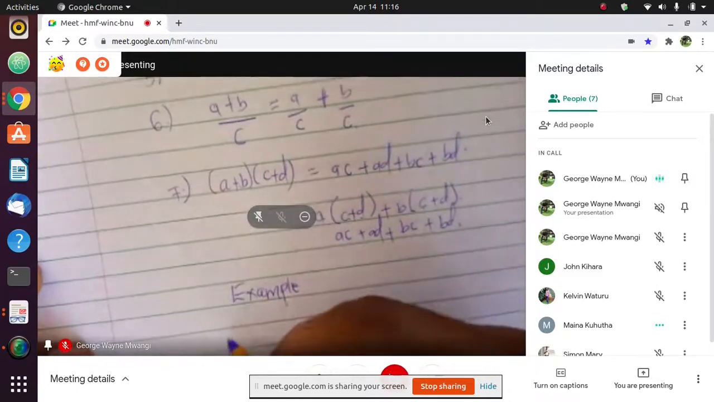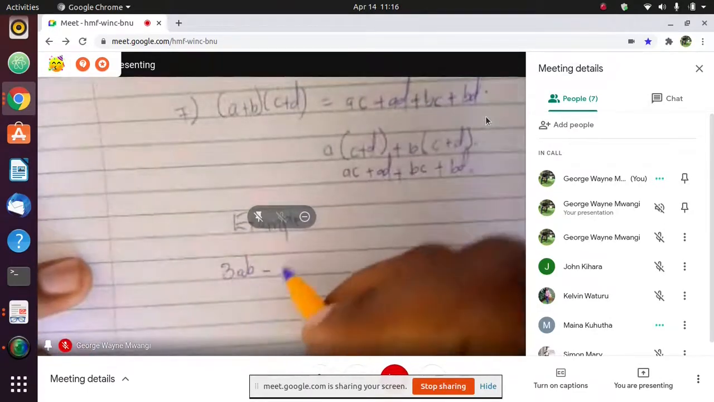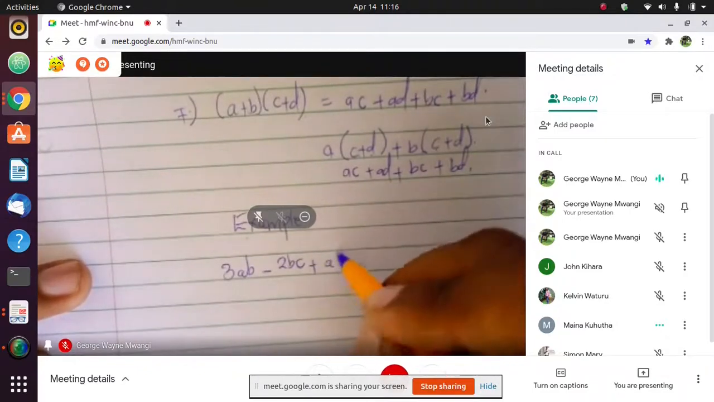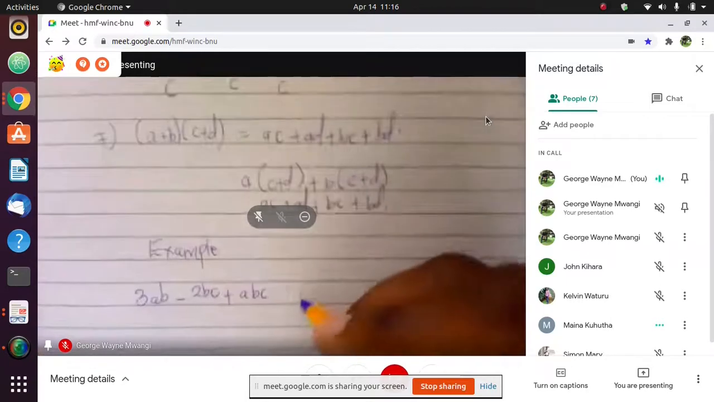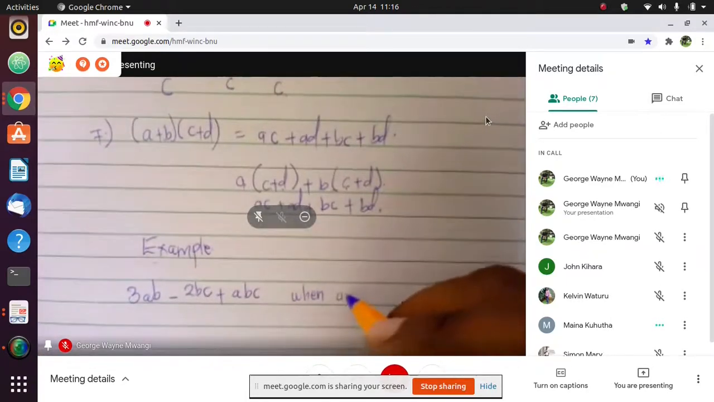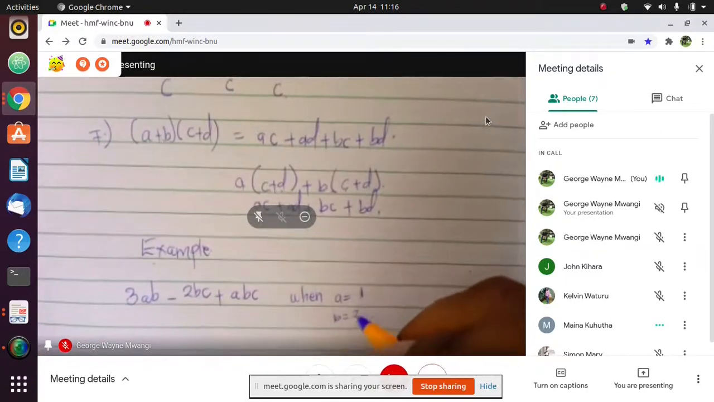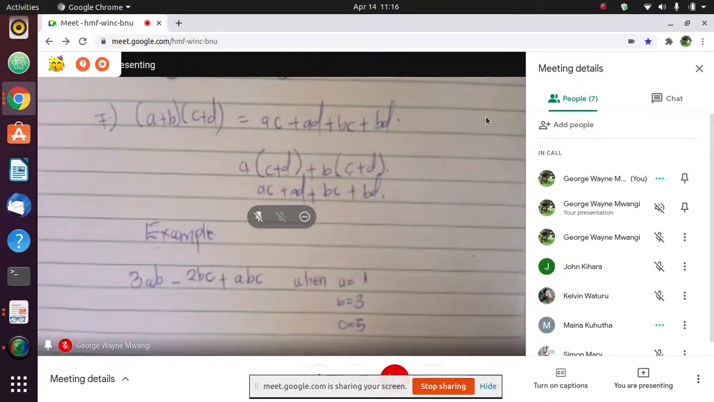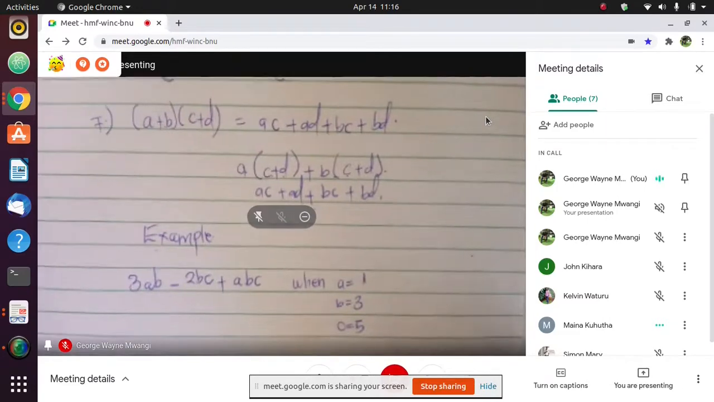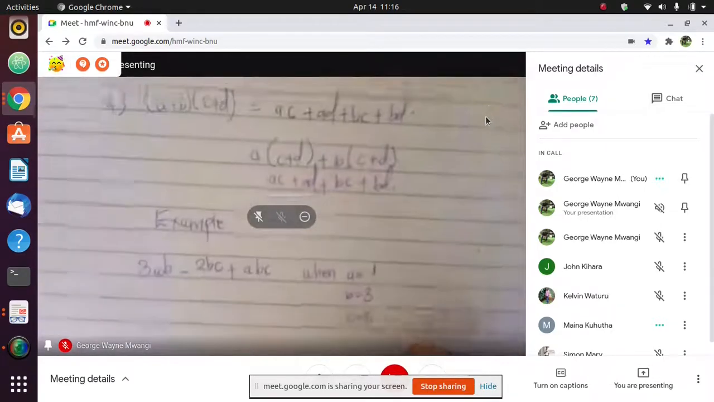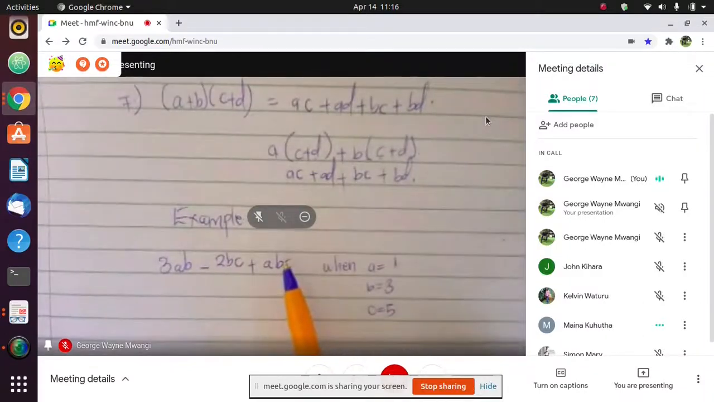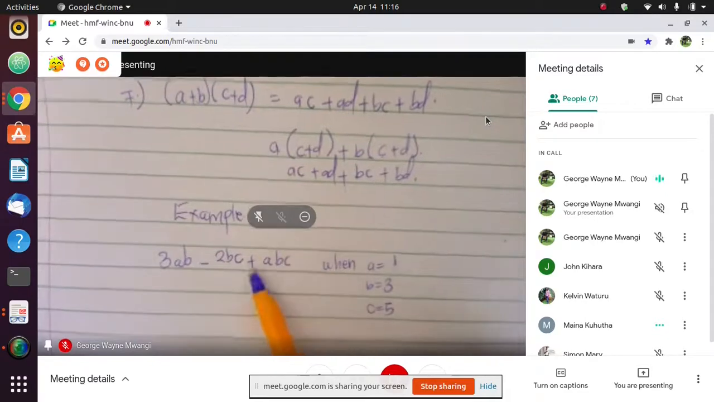Now we are told to evaluate 3ab minus 2bc plus abc when a is equal to 1, b is equal to 3, and c is equal to 5. Maina, are you in a position to do this calculation? Yeah. Please, and anyone else who is in this class and is listening, please let us try and do this.